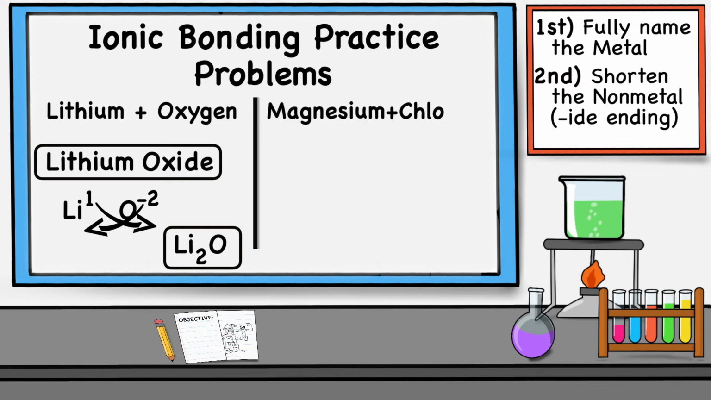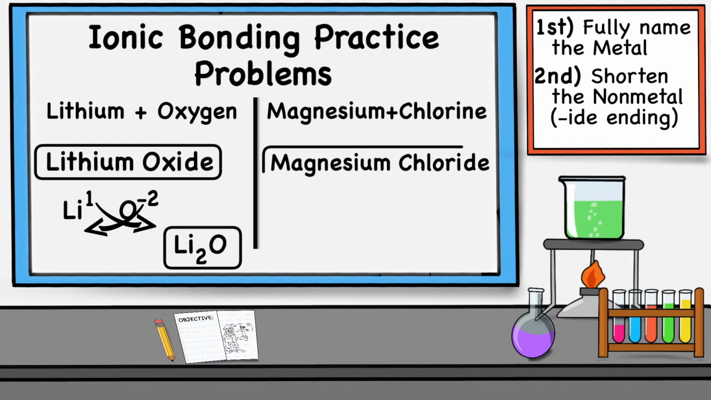Okay, next one, magnesium plus chlorine. Well, naming it first. We put our metal's name out all the way. Magnesium, okay, not hard. But then our non-metal, we shorten and put the "ide" ending. So chlorine becomes chloride, so that'd be magnesium chloride. Okay, so there's the name.